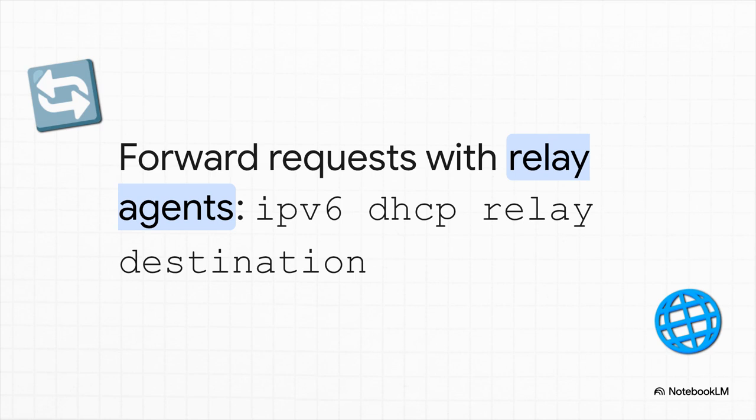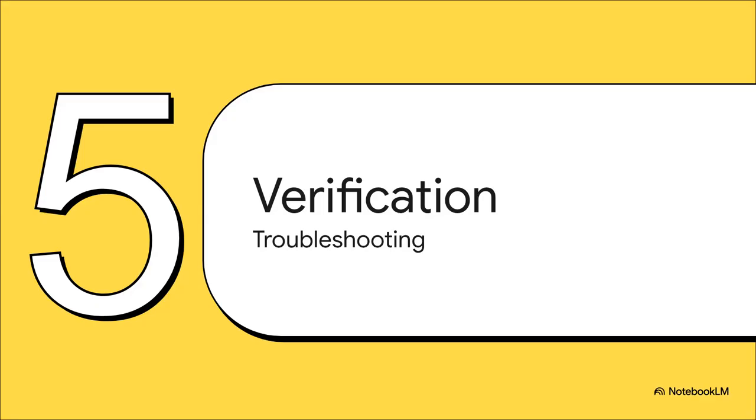The fix? We use a relay agent. If you're an IPv4 veteran, this is the exact equivalent of the IP helper address command. You simply jump into the interface facing your clients and input IPv6 DHCP relay destination followed by the IP address of your remote DHCPv6 server. Boom! This automatically grabs those local client multicast requests and forwards them straight to the server on the other subnet. Easy!